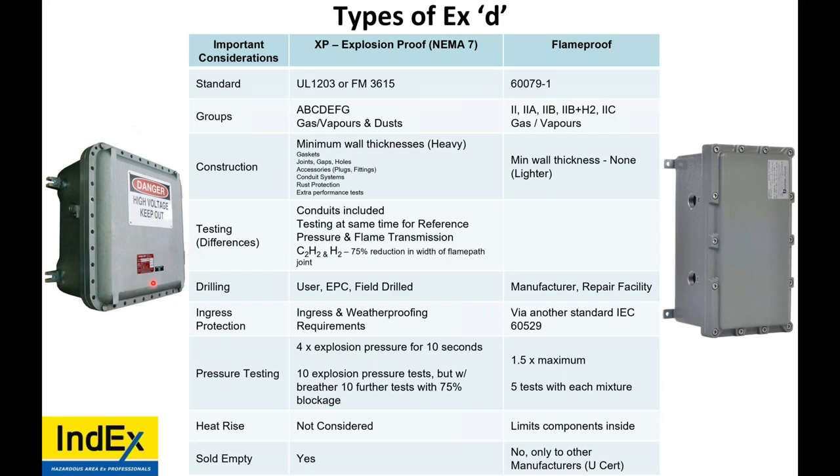Explosion proof is tested with the conduit system attached. Now, the barrier, the seal, will be 18 inches, 450 millimeters away from this device. Testing is conducted at the same time for the reference pressure and flame transmission test. Flameproof does not have any of those tests done. The acetylene and hydrogen testing on these devices for explosion proof requires a 75% reduction in the gap, I should say, of the flame path joint.